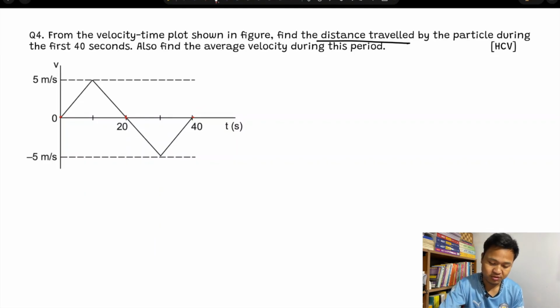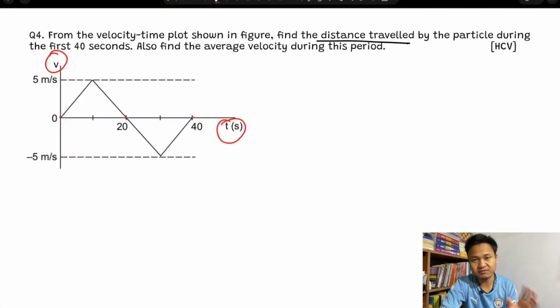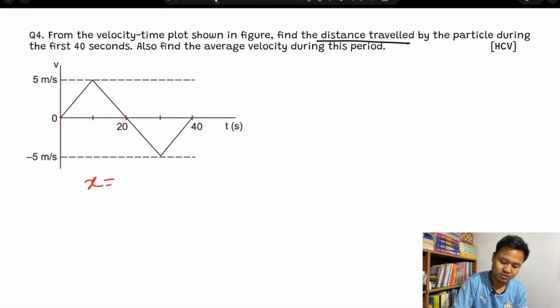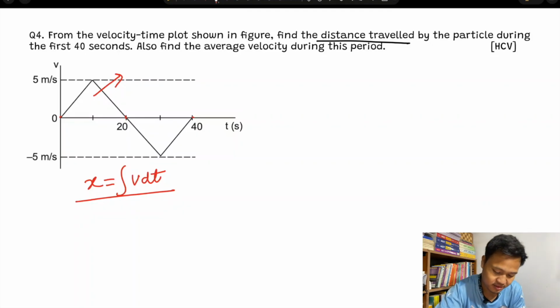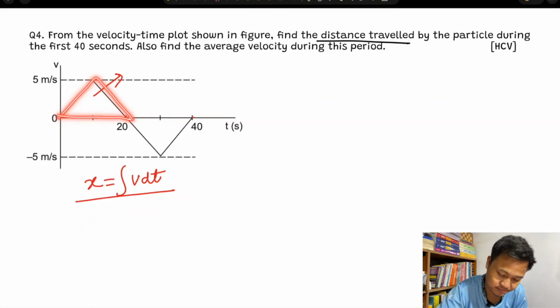See, from 0 to 20 and from 20 to 40, I can split this into two. So remember the concept: if you have a v versus t graph, a velocity versus time graph, then distance is equal to the integral of v dt. So here the integral means area. Okay, so if I want to find the distance from 0 to 20, I have to find the area under the curve or the line.